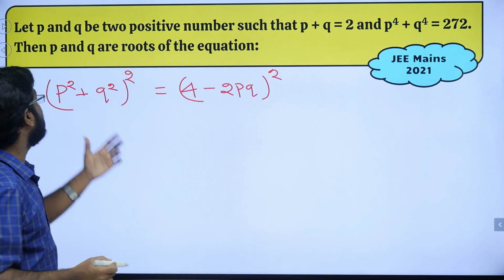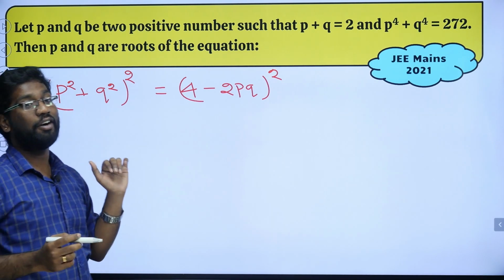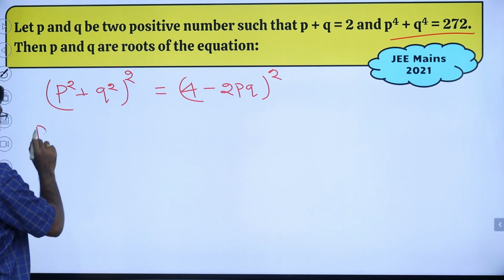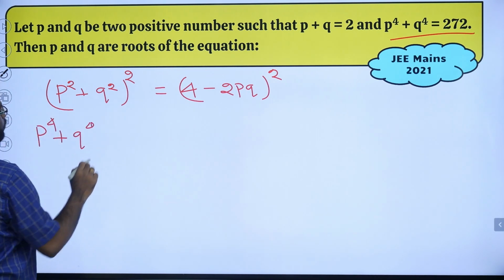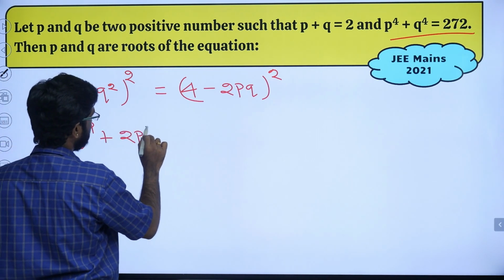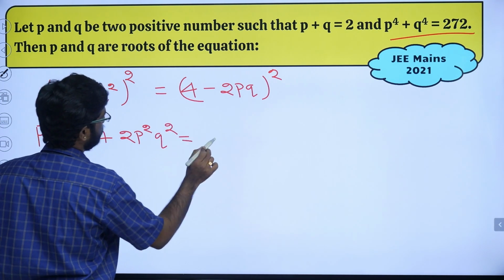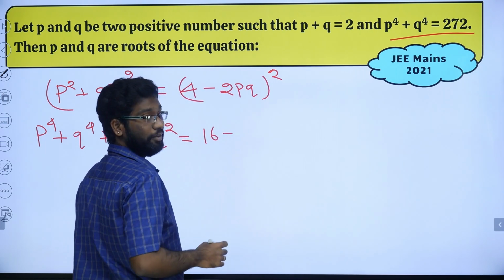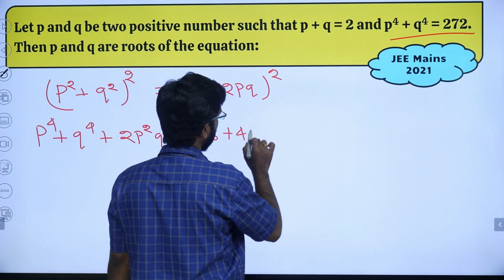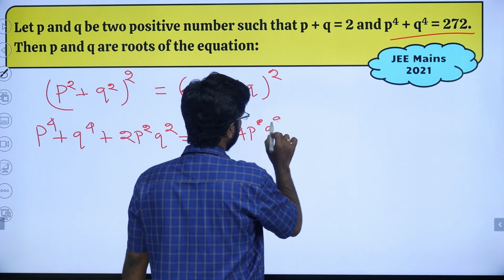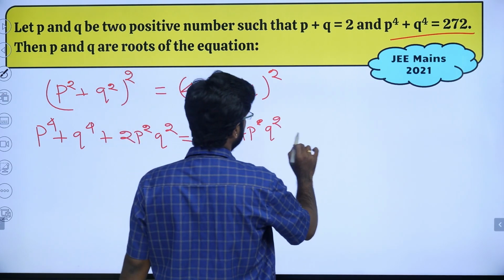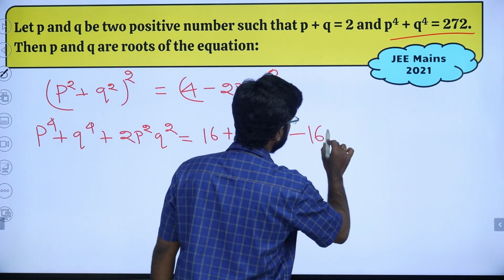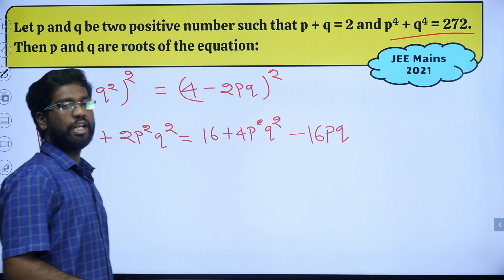Okay, my dear students. Next, what we are going to do? This thing, so P power 4 plus Q power 4 plus 2 into P square Q square. Same logic here: 16 plus 4 P square Q square, then minus 2AB. So 2 4s are 8, 8 2s are 16, 16PQ. Okay, my dear students.